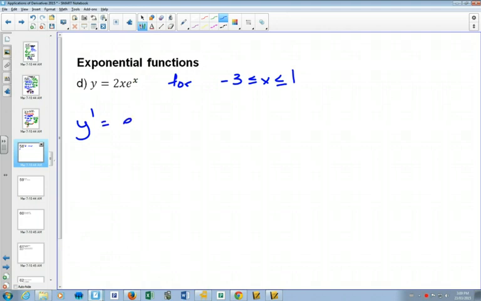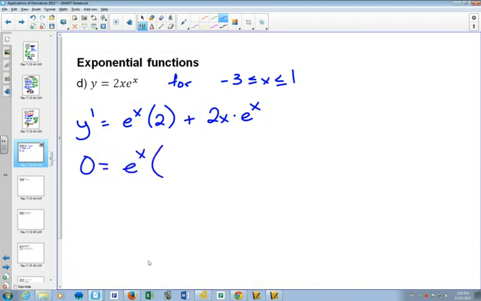Product rule: keep one the same, derivative of the other one, plus keep the other one the same, derivative of the other one. Set it equal to 0. You can factor an e to the x out. There's our first derivative.